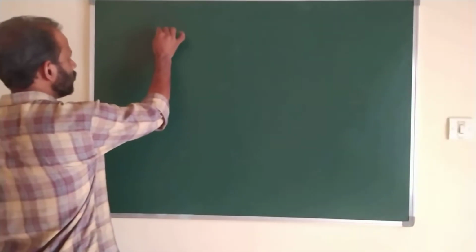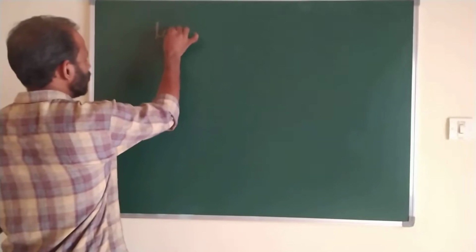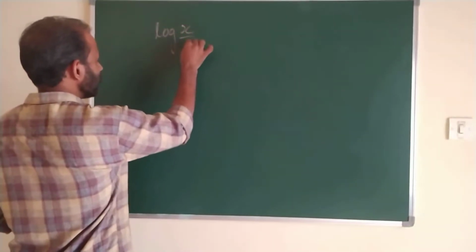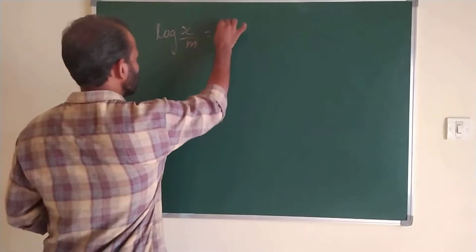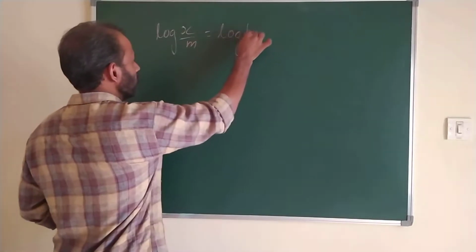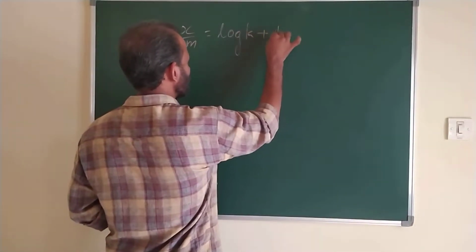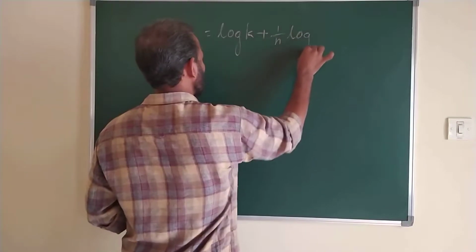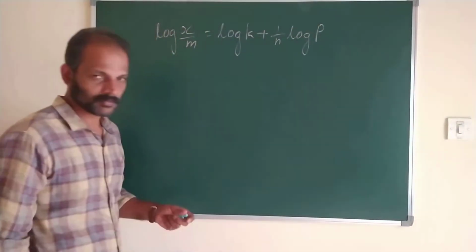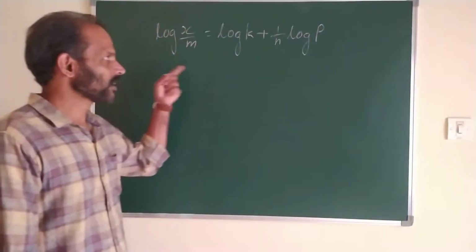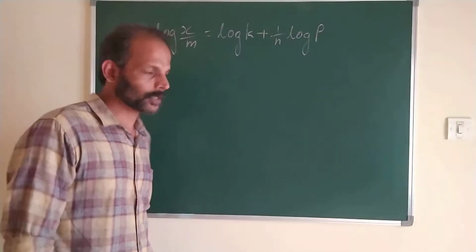The last video we discussed the Freundlich adsorption isotherm, which is log x by m is equal to log k plus 1 by n log p. That is the Freundlich adsorption isotherm.